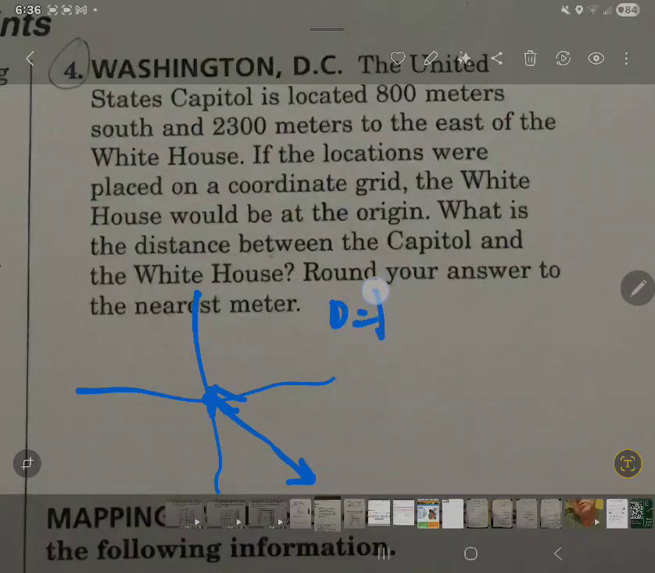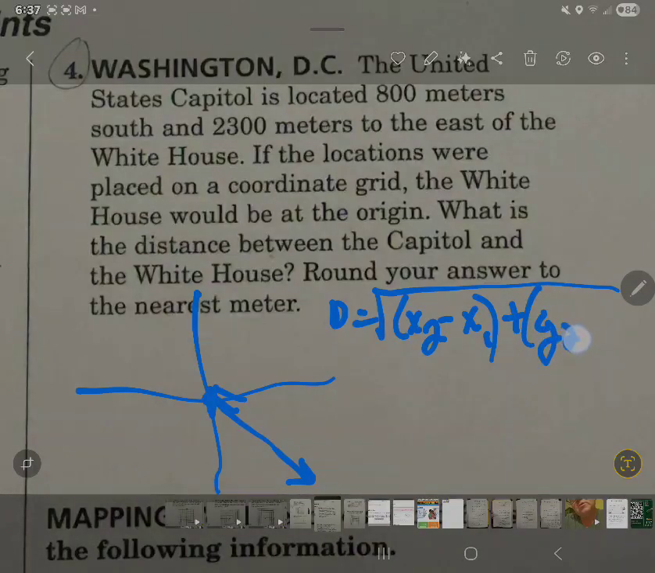So D equals the square root of (x sub 2 minus x sub 1) plus (y sub 2 minus y sub 1), all of that squared. I'm trying to get used to this S Pen. So that's the formula. It looks super scary. You probably have it in your book or in your notes, hopefully, if you're paying attention during class. Now all we have to do is plug in our numbers and solve it.